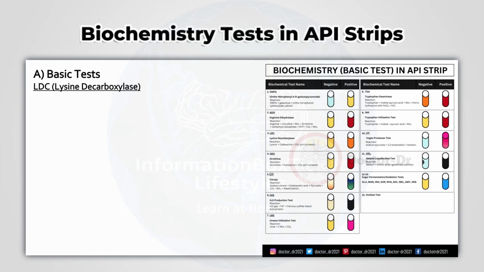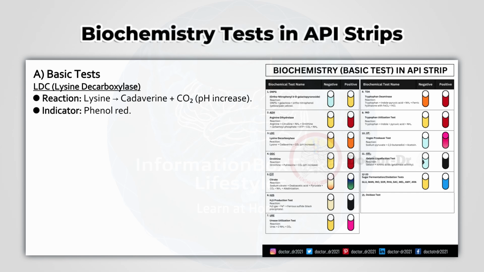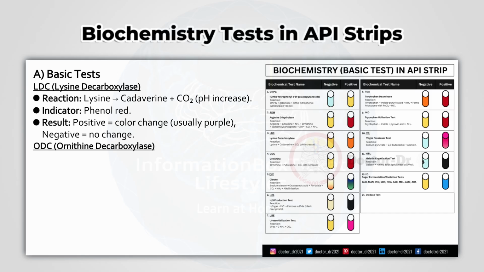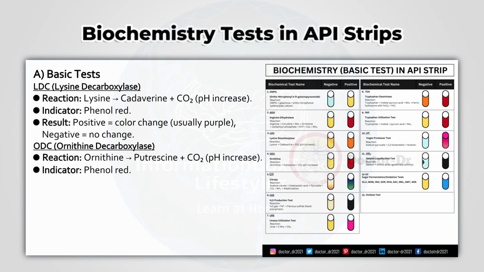LDC, lysine decarboxylase. Reaction: lysine to cadaverine plus CO2, pH increase. Indicator: phenol red. Result: positive equals color change, usually purple, negative equals no change. ODC, ornithine decarboxylase. Reaction: ornithine to putrescine plus carbon dioxide, pH increase. Indicator: phenol red. Result: positive equals color change, negative equals no change.